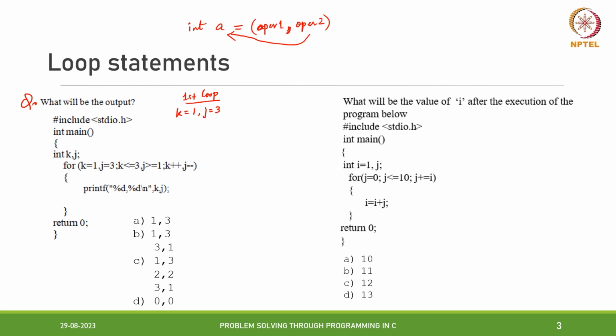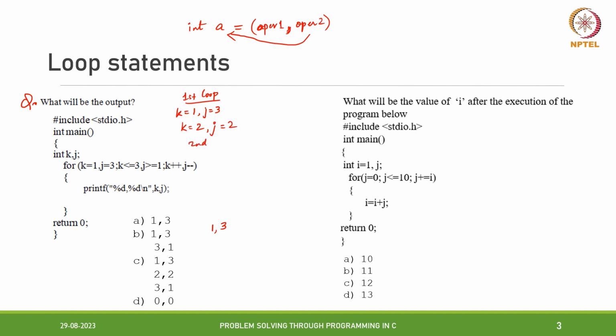Then the iteration starts, and it will print k and j. So you have 1 comma 3 being printed. Now at the end it will increase the value of k by 1 and decrease the value of j by 1. So k will become 2, j will become 2.